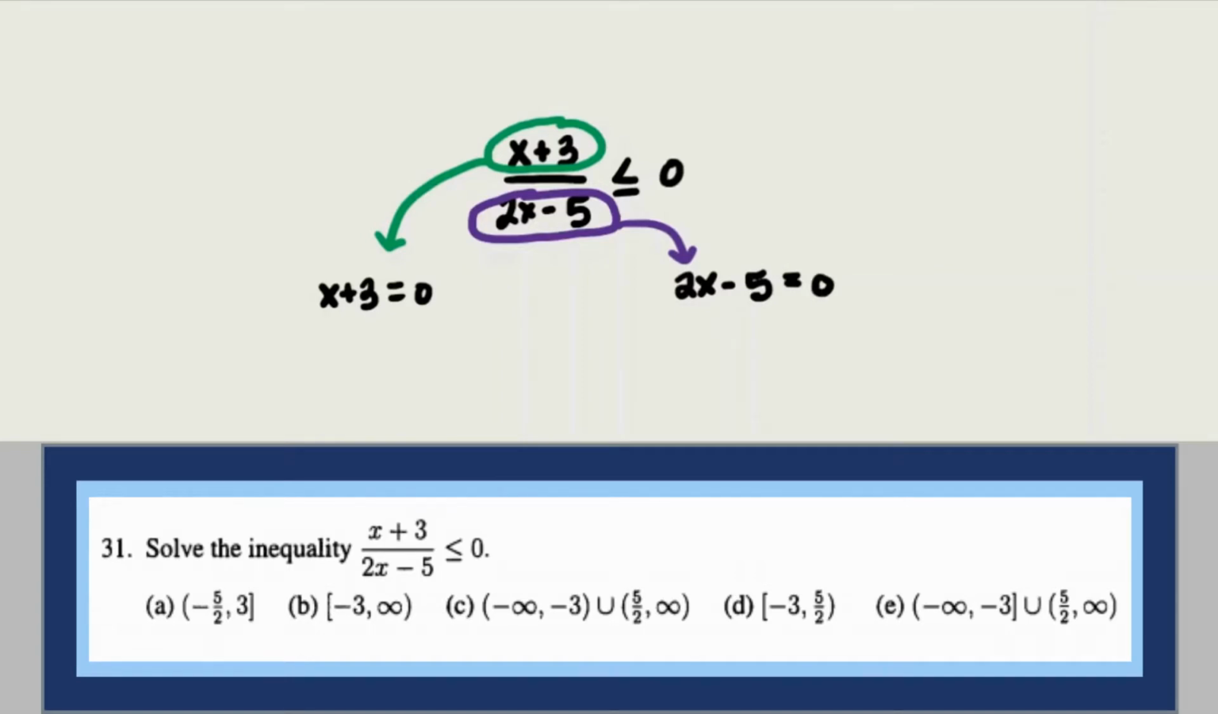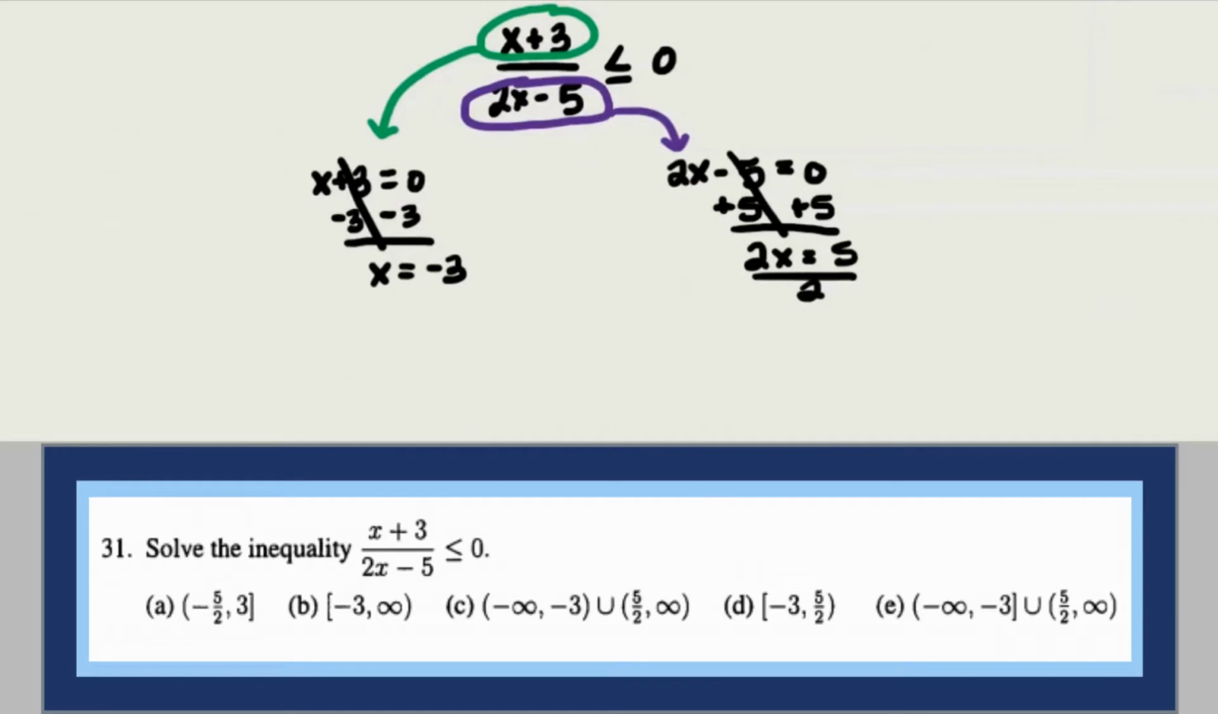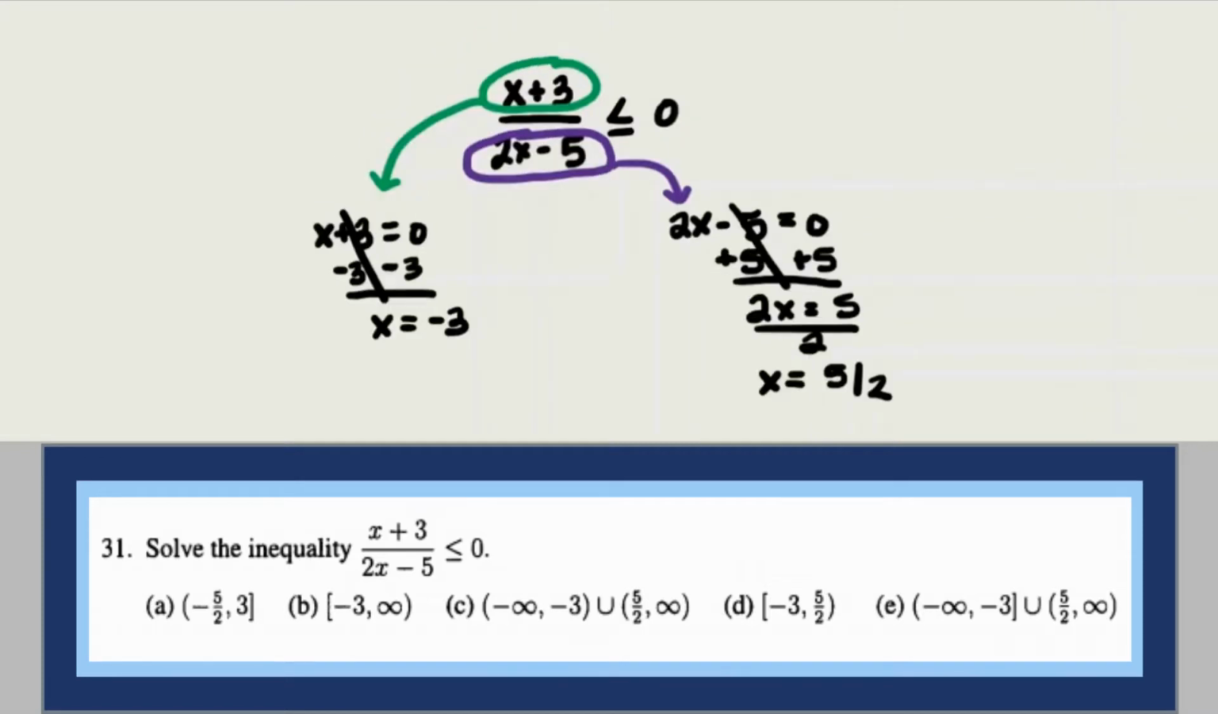So over here, we have x plus 3 equal to 0. We're going to subtract 3 on both sides. That will cancel out, and we'll get x equal to negative 3. Over here, we're going to add 5 on both sides. That will cancel out, and we'll get 2x equal to 5, and then we divide by 2. When we do that, we get x equal to 5 halves. So the values that we found are negative 3 and 5 halves.